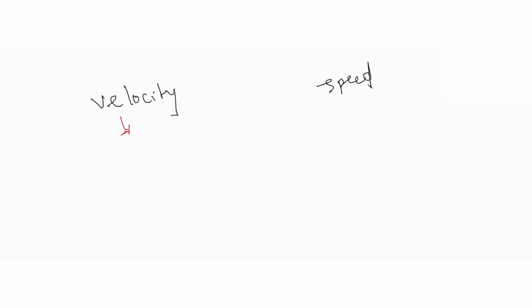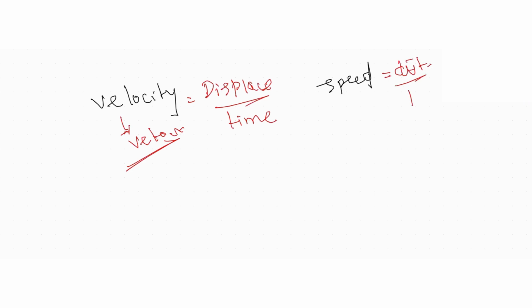What was the vector quantity of distance? Displacement. It was final minus initial. That was displacement, correct? Displacement over time gives velocity. When we go for speed, speed is scalar, so it gives distance over time. So you understood the formula of speed and velocity? Yeah.